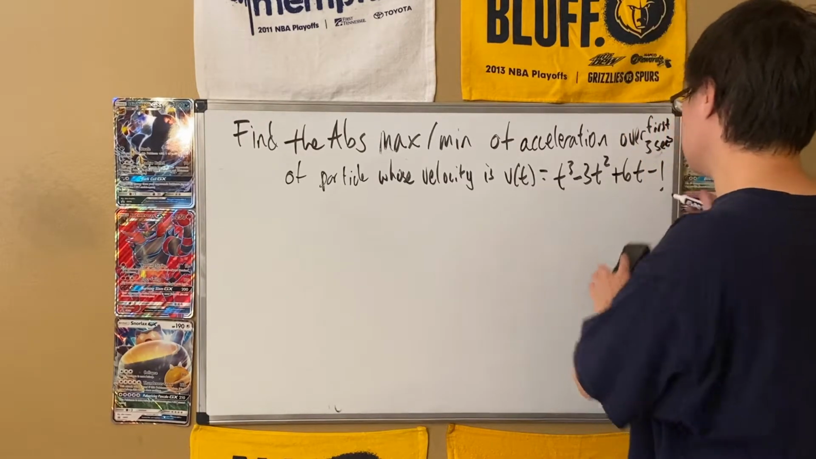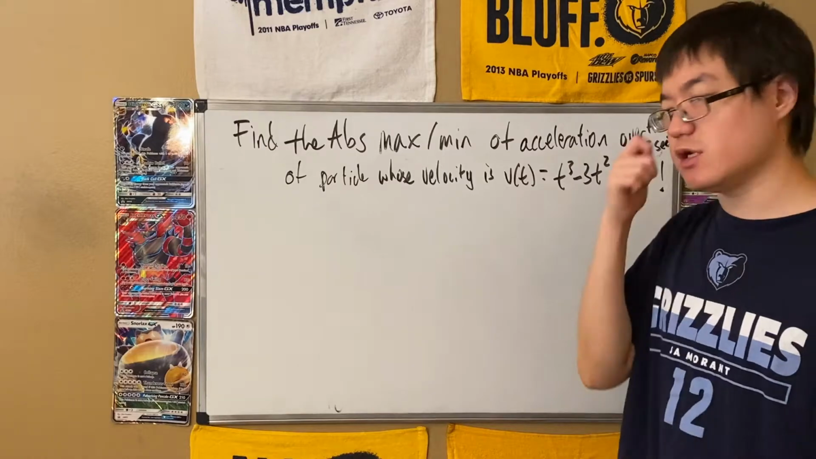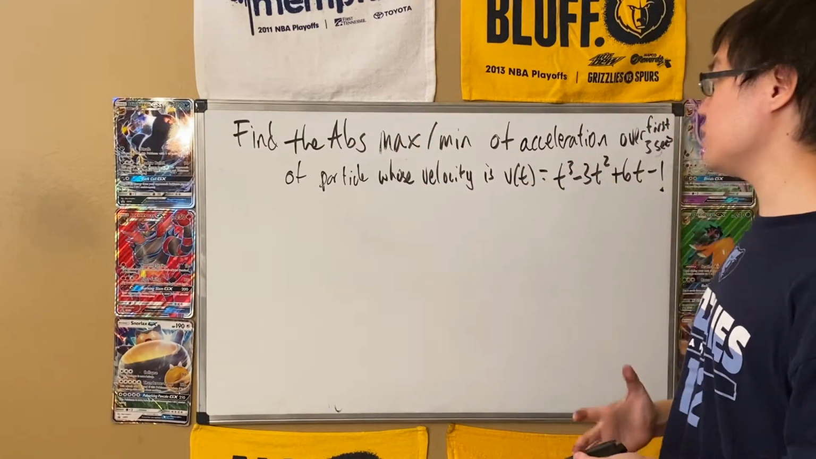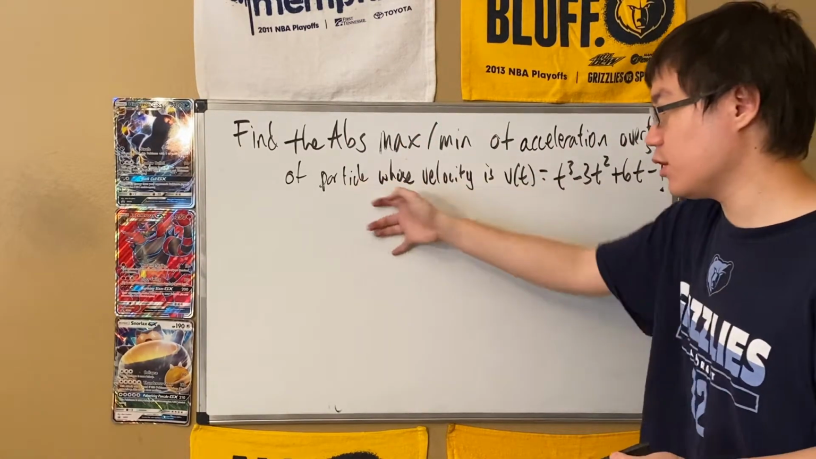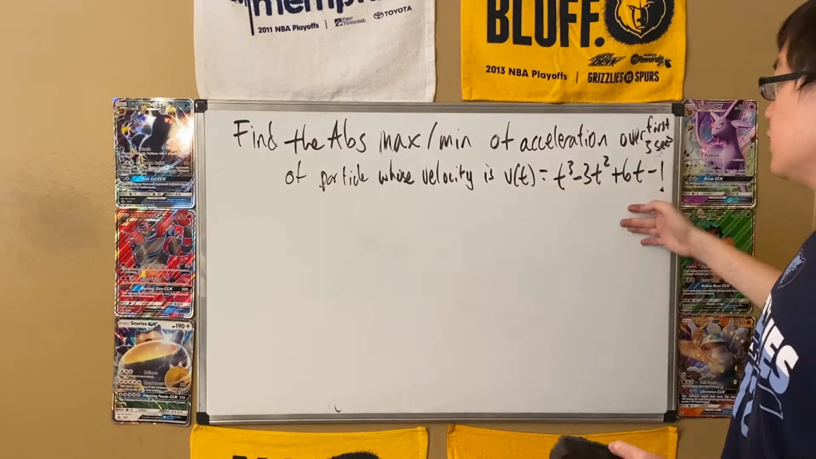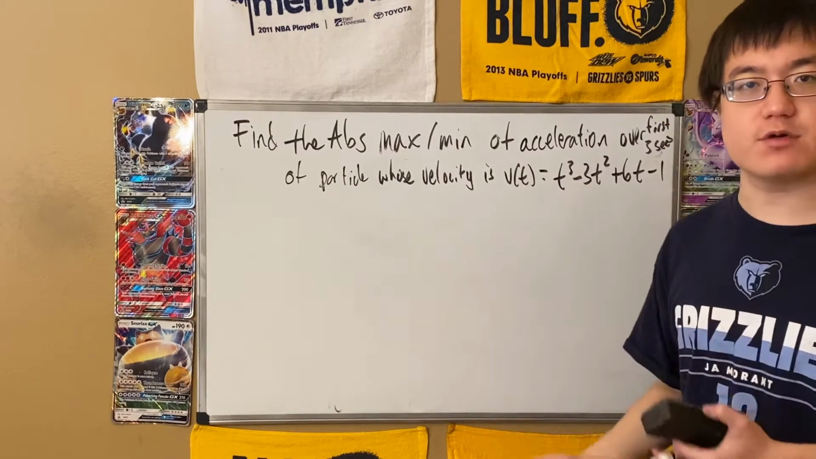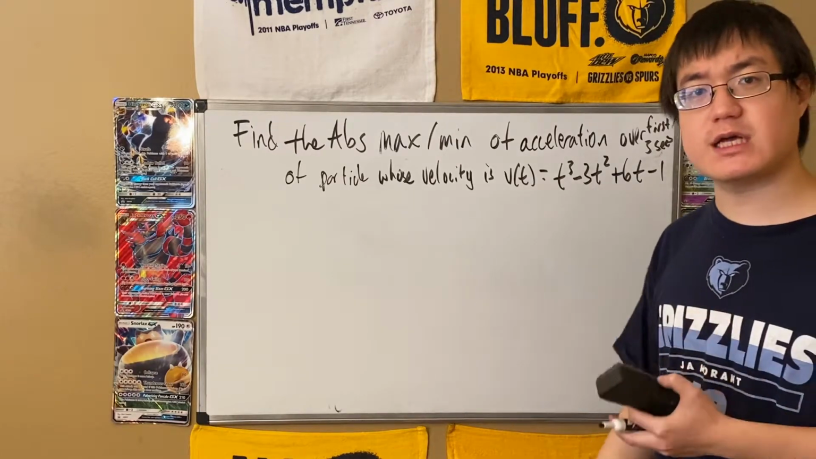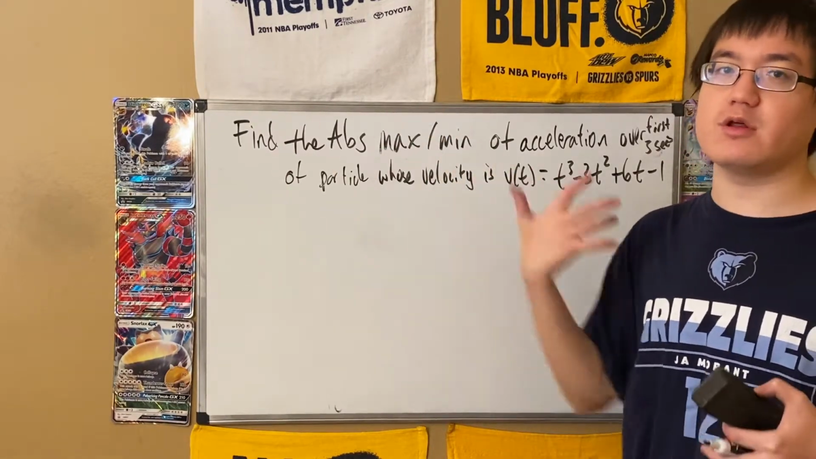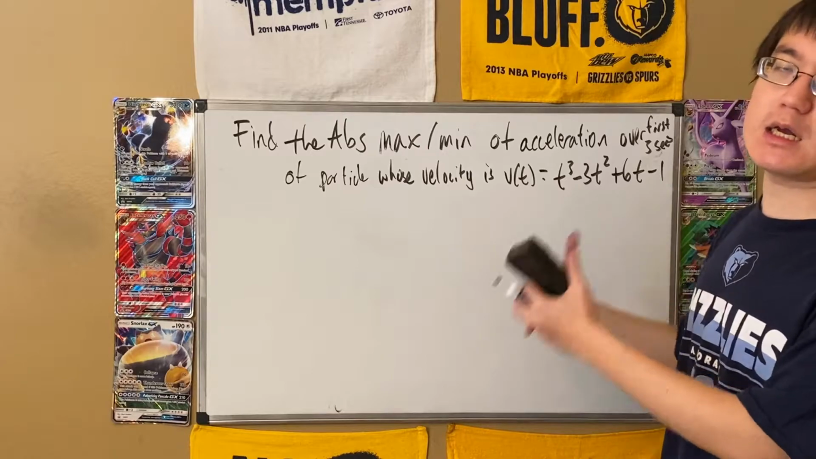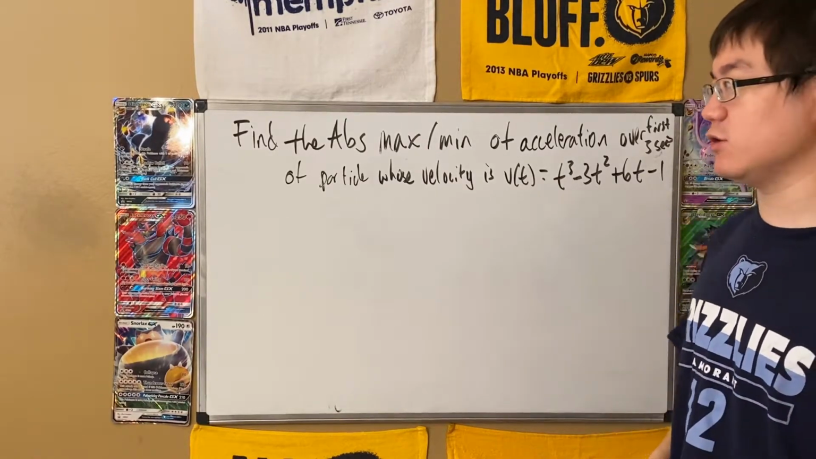So hopefully you can read this. Again, it's an absolute max or min question. Find the absolute max or min of an acceleration of some particle whose velocity is given, and we want to find it over the first 3 seconds. Keeping in mind that the first 3 seconds means the time interval from 0 to 3. So that's the closed interval that's always given, in this case 0 to 3.